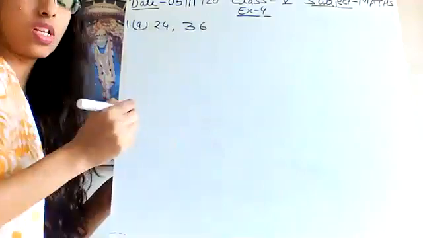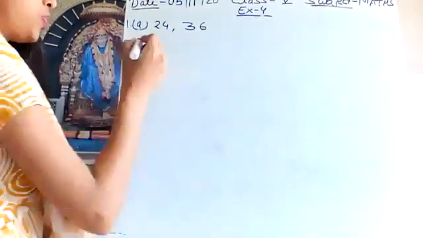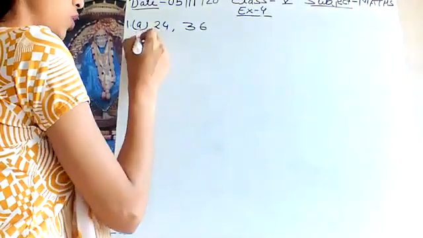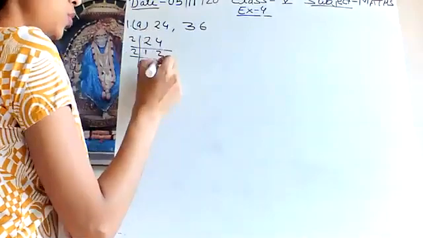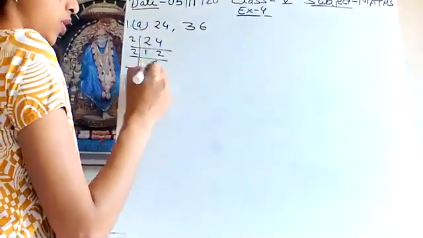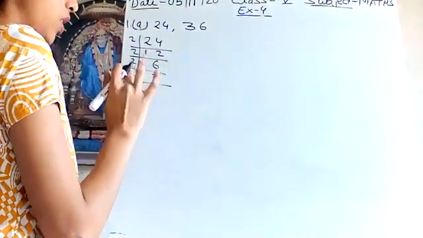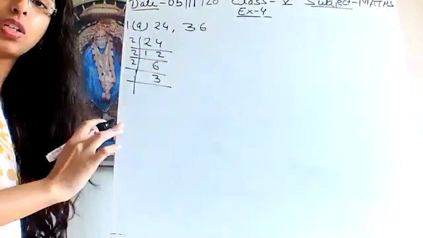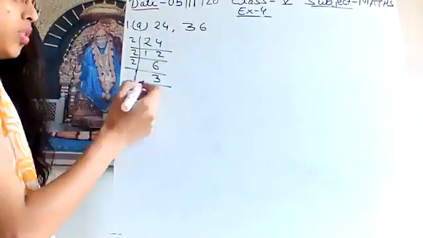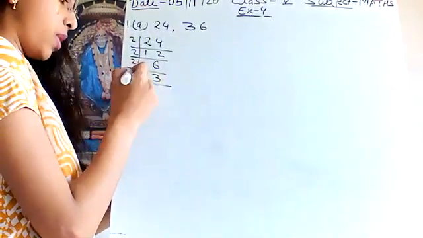कैसे करते हैं? We start dividing the number by the smallest prime number, that is 2. 24. 2 1s are 2, 2 2s are 4, 2 6s are 12, 2 3s are 6. And we will continue dividing by 2. जब तक वो नंबर 2 से डिवाइड हो रहा है तब तक हम 2 से ही डिवाइड करेंगे. Now 3 is not divisible by 2, so we will move to next prime number. So next prime number is 3.